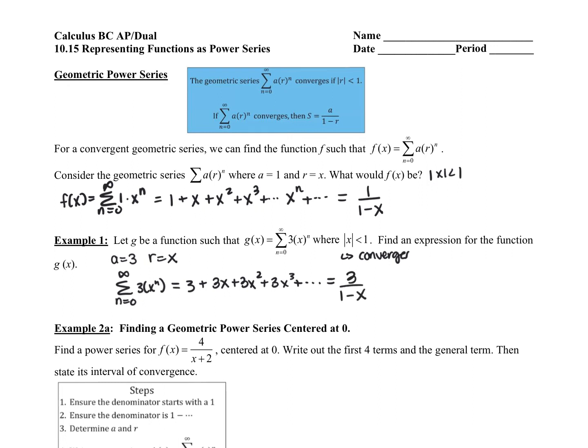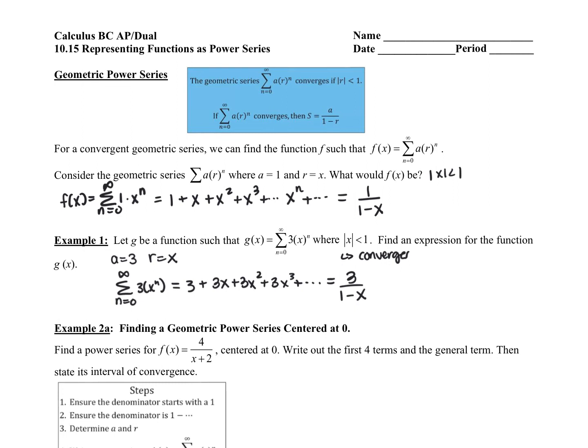1 minus x. So if you see a function that is written like this, that is a geometric power series, right? That's from algebra 2, that's just a good old function. 3 over 1 minus x. That's just a rational function, right? But you can also write that as a geometric power series if it has that form, okay? So we can write functions that look like this as a geometric power series, okay?